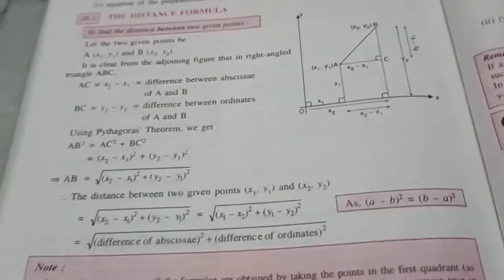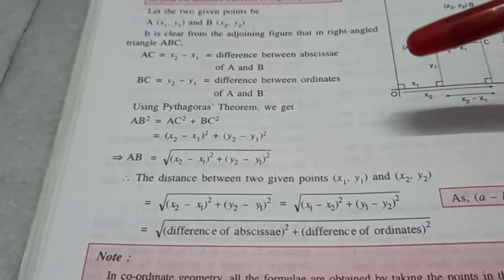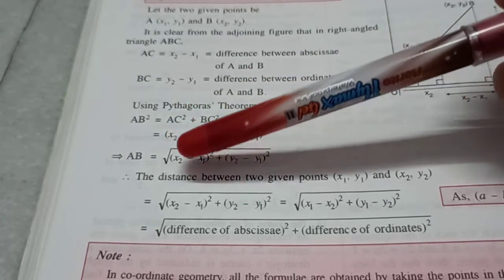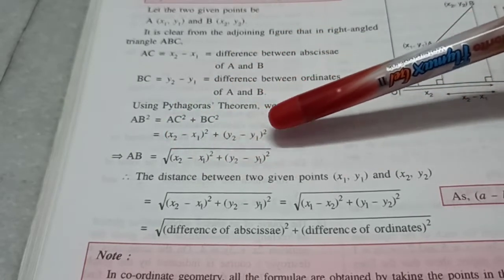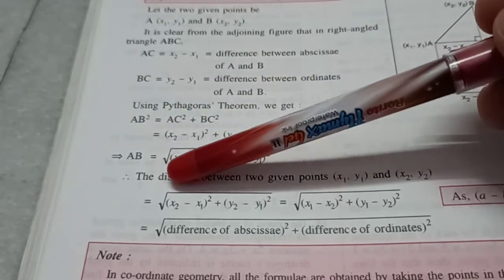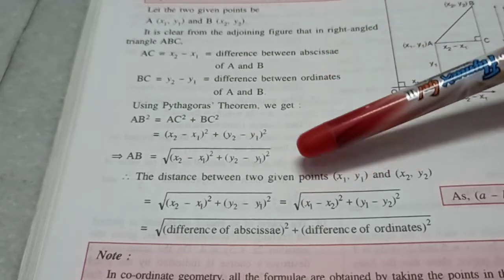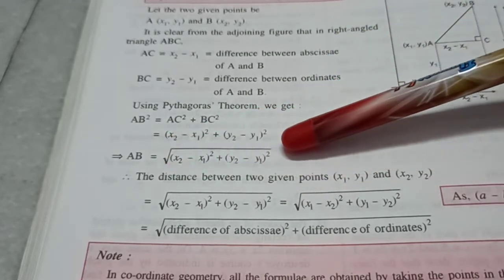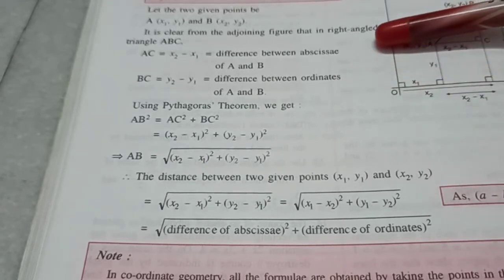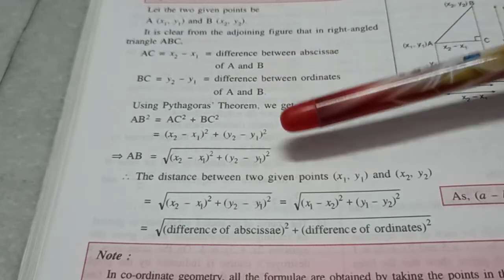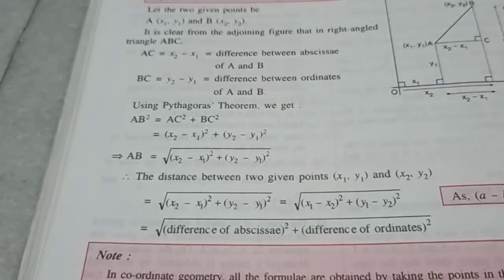And that formula is AB is equal to the square root of x2 minus x1 the whole squared plus y2 minus y1 the whole squared. There is a Pythagoras theorem involved in its derivation, but we just have to learn this formula. This entire exercise and chapter is based on this formula only. There is nothing else to it. It's very simple.